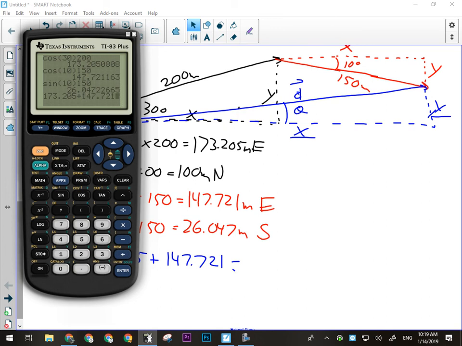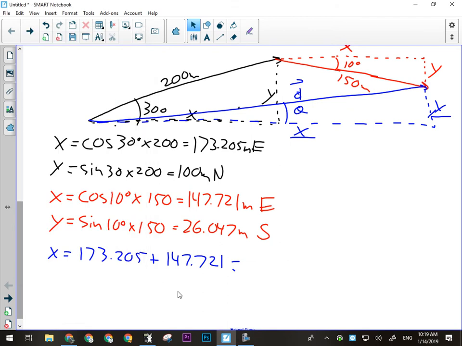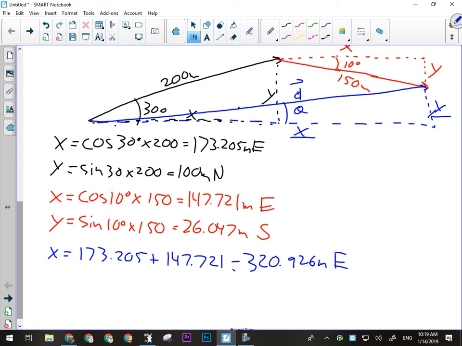Okay, and I'm rounding off here, guys. Don't do that. Obviously, I'm setting a very bad example here, but just for the sake of speed, 320.926 meters, and that one is east.